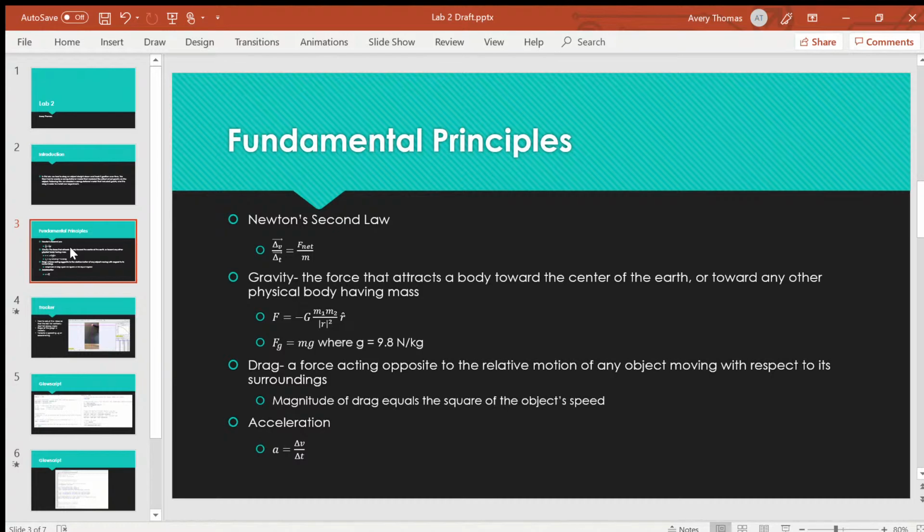The last concept that needs to be understood is that acceleration equals the change in velocity divided by the change in time. And in the last lab, we learned that velocity equals the change in position over the change in time. Therefore, if the slope of the position versus time graph is velocity, the change in slope will represent whether or not the object is accelerating or decelerating.